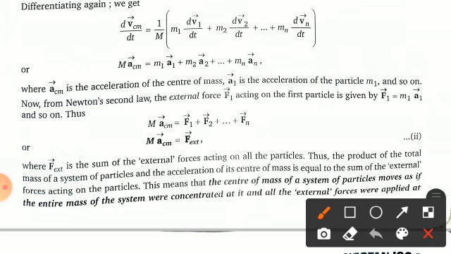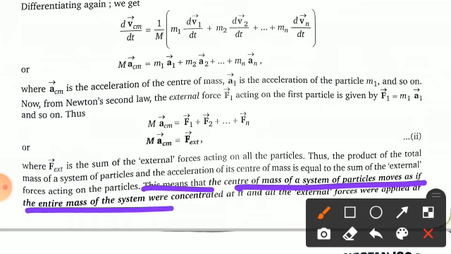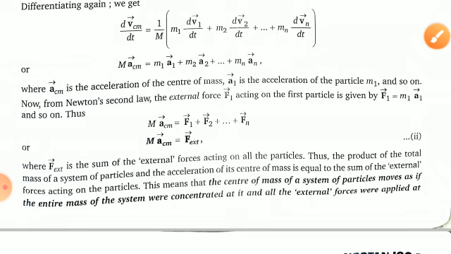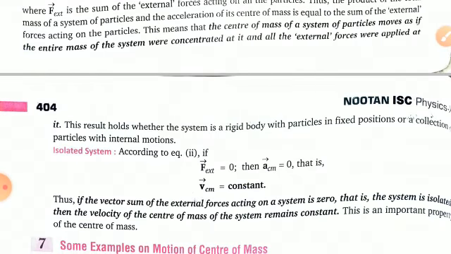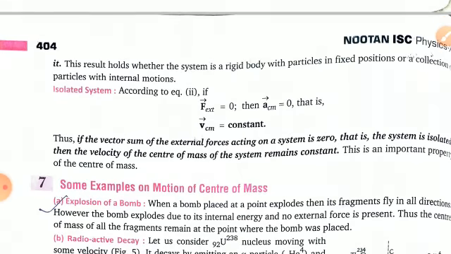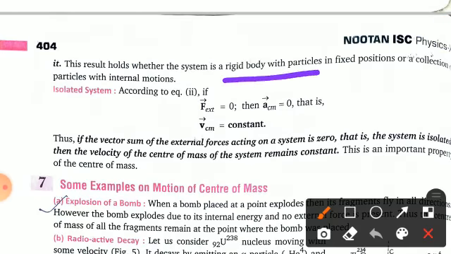So we can say that the center of mass of a system of particles moves as if the entire mass of the system were concentrated at it and all external forces were applied at it. Fine. So this result holds whether the system is a rigid body with particles in fixed positions or a collection of particles with internal motions.